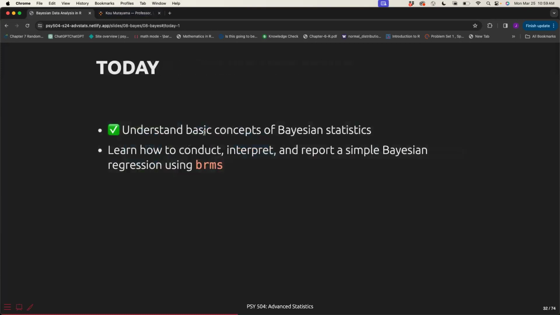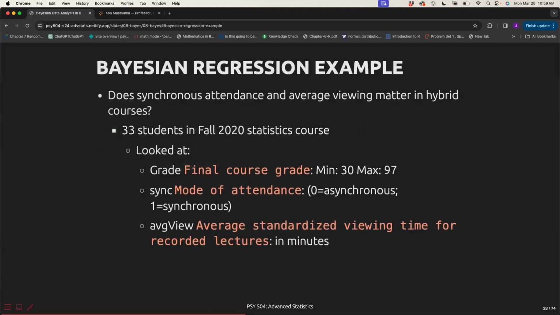All right, so that was a quick, gentle introduction to Bayesian concepts. So now what I want to do is walk through how we can conduct, interpret, and report a very simple Bayesian regression using the BRMS package. With the data set, we're going to try to answer this question: does synchronous attendance, or mode of attendance, and average viewing of recorded lectures matter in a hybrid statistics course?